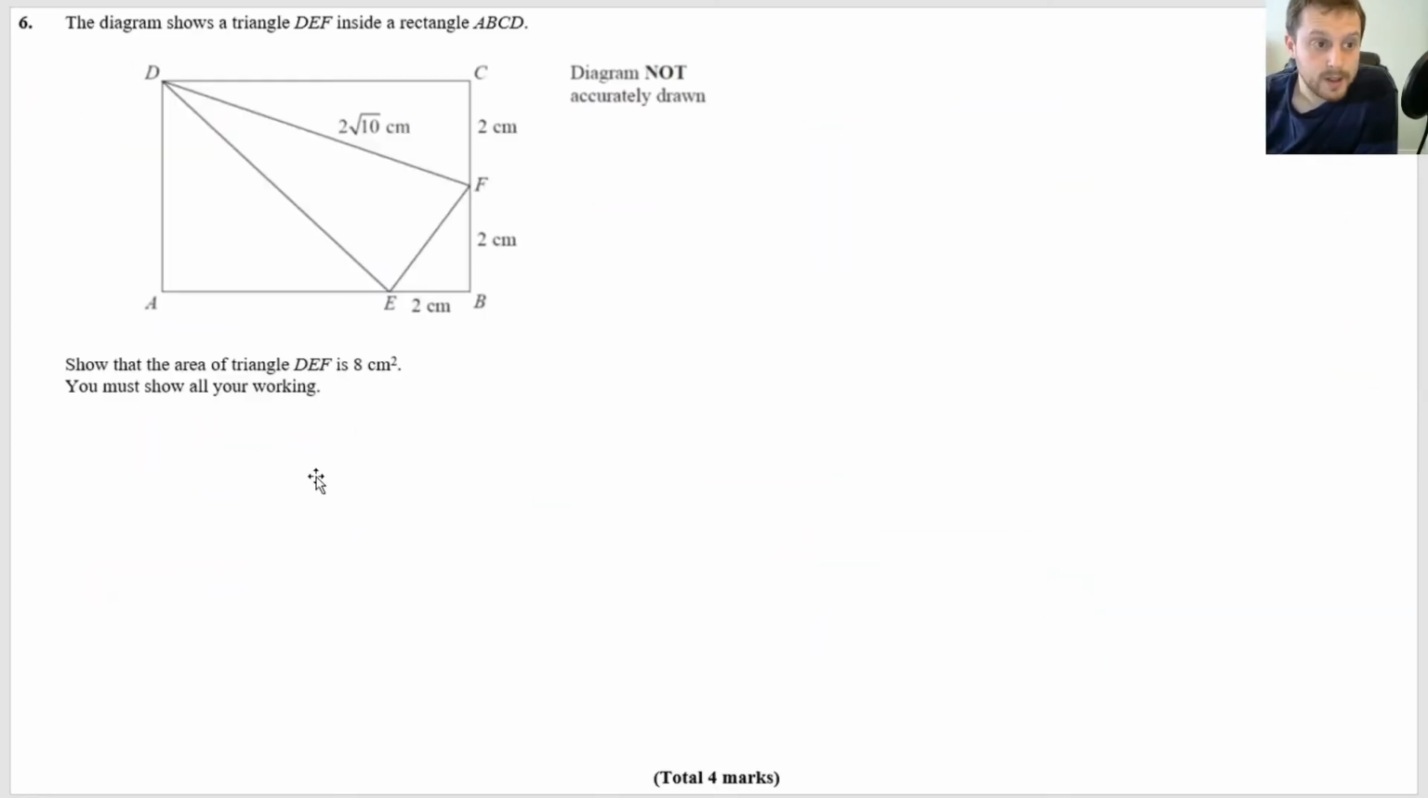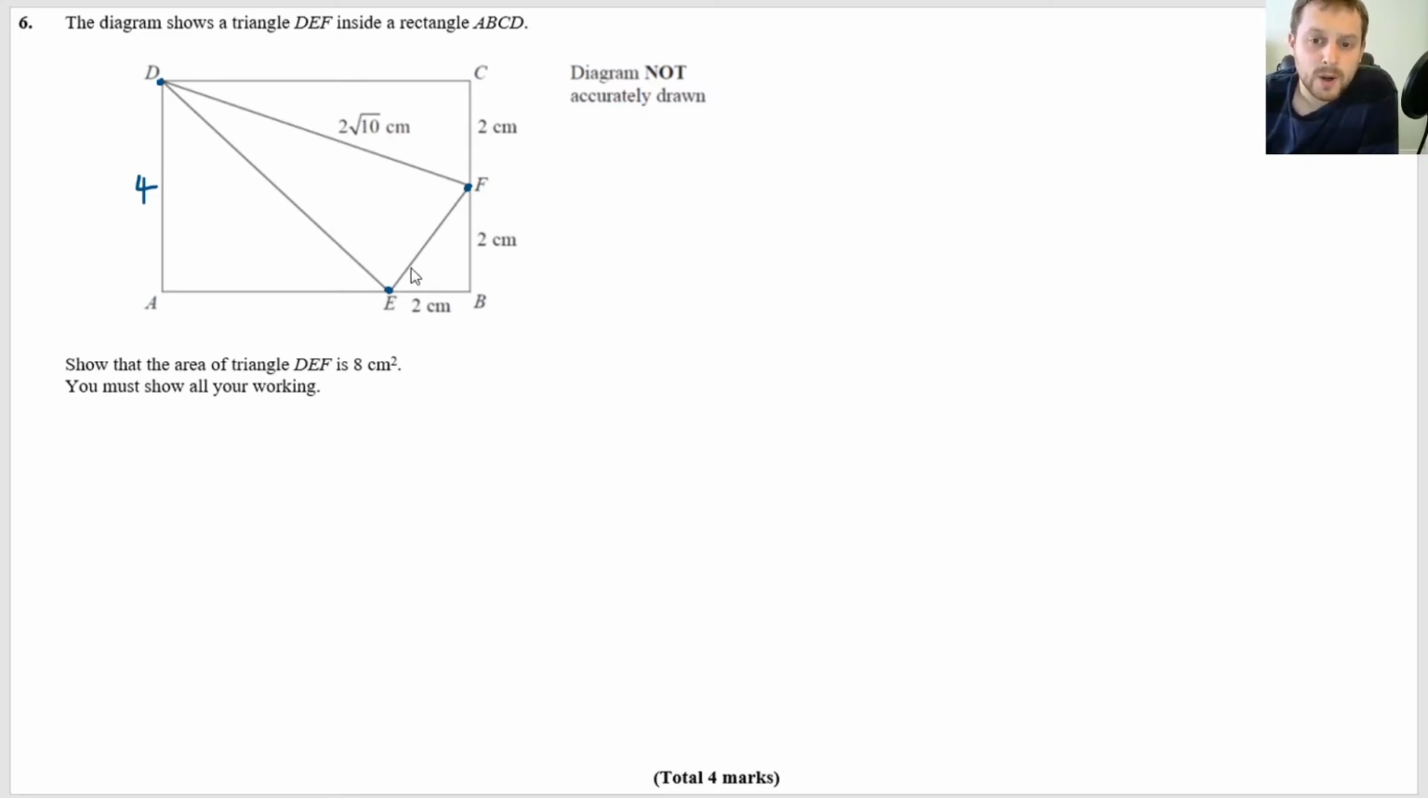Right, question 6. The diagram shows a triangle DEF. So it's this triangle here, inside a rectangle ABCD, and we have some lengths, so automatically I can see 2, 2, so this is going to be 4 over here. So you might as well fill that in, I guess. And it says, show that the area of this triangle is 8 centimeters squared. Okay, and we're told that this is 2 root 10. So I think we're just going to try to figure out some missing sides and then go from there.